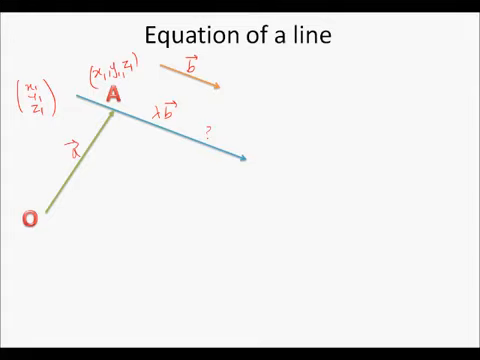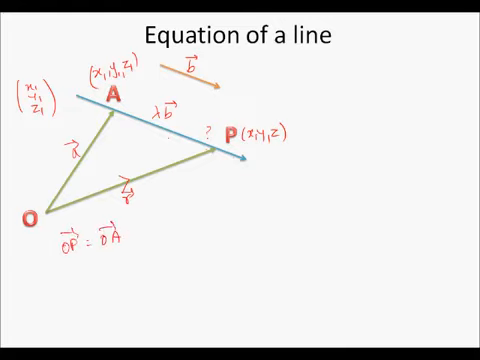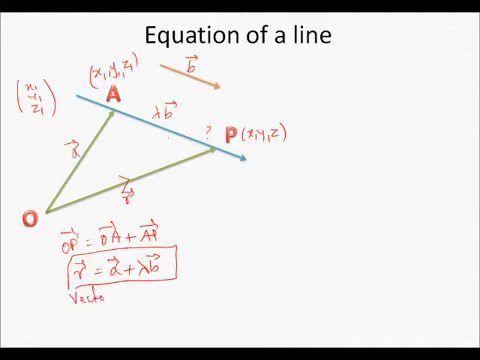In order to find the equation of this line, we need a moving point P, which we take as x, y, z. If we are able to find the position vector OP as P moves anywhere on this line, we get the equation of the line, as we do in locus. Now what is OP? Let's take OP as r. You can see that r, OP, is nothing but OA plus AP, using the triangle law of addition. So OA is a and AP is lambda b. So r equals a plus lambda b is the vector form of the equation of a line.